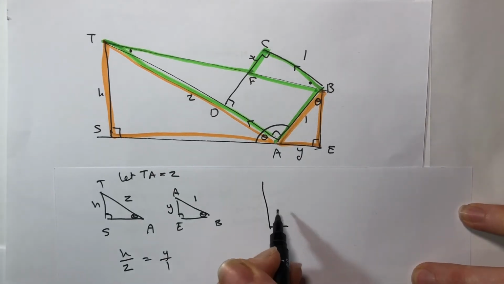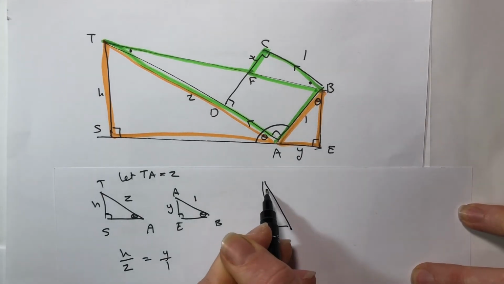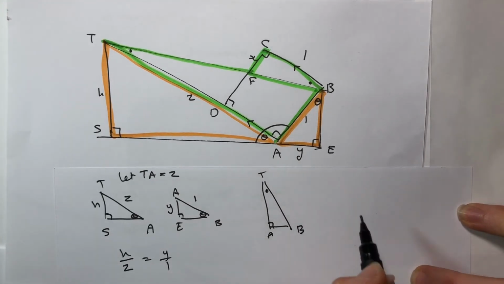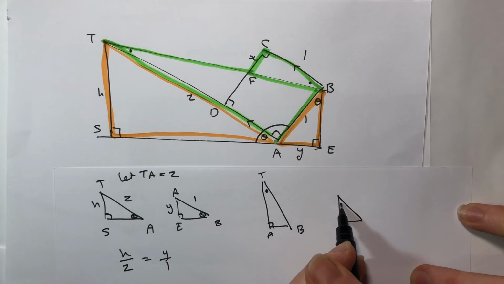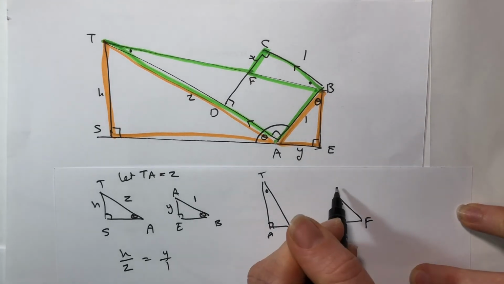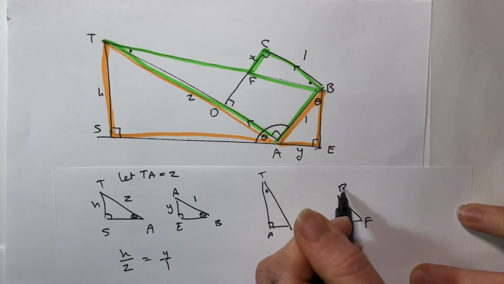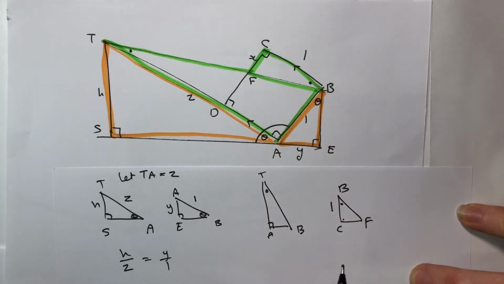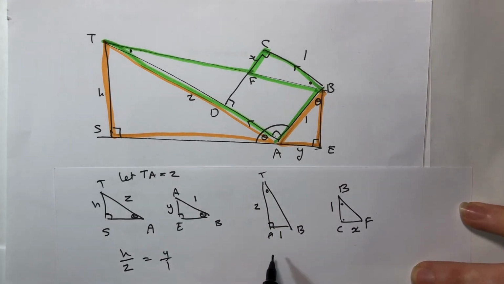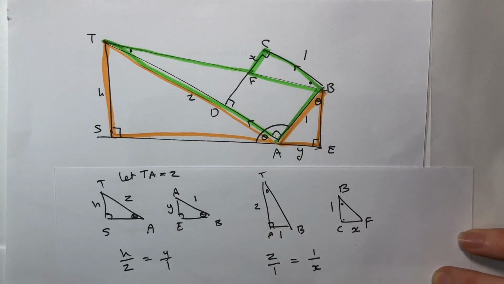Same process over here for the green triangles. Put the right angle there, dot up there, so A, T, B, which means I need right angle and dot for the small one, C, F, B. CB was 1, FC was X, and over here AB was 1, and TA was Z. So here I could say Z on 1 equals 1 on X.